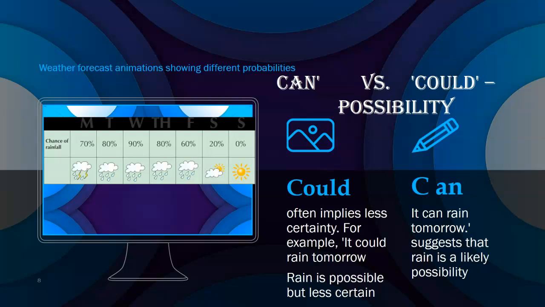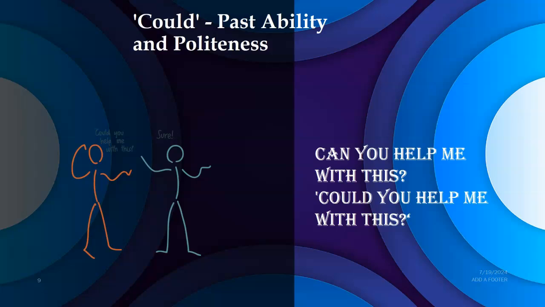For example, if it is 90%, we say it can happen, but we use could if it is 50-50, less certain, where the chances are not as strong. You can see for the weather, it can rain at 70%. If it is 70%, we can say it can rain, also for 80 or 90. But if it is 20%, we can say it could rain. So for less certainty we use could, and for more likely possibility we use can. Okay, let's see the next one.